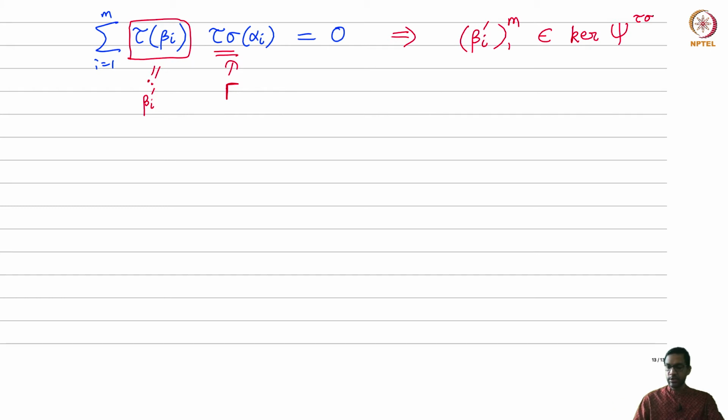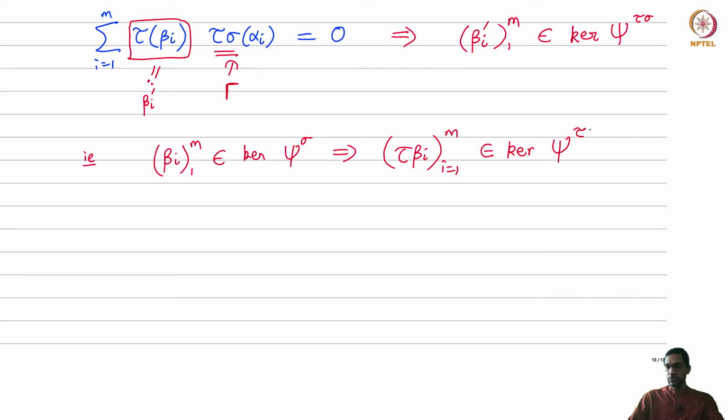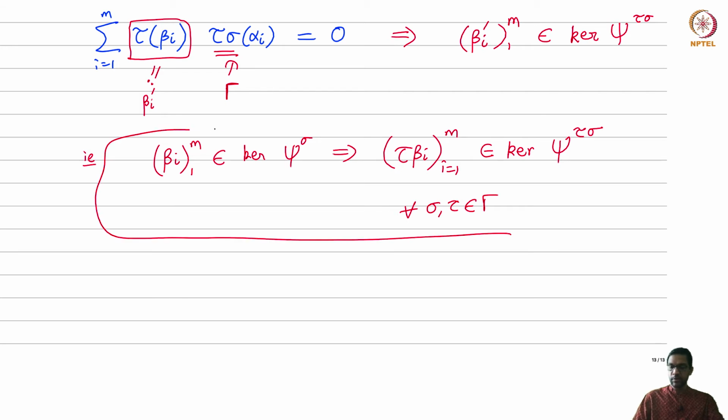Okay, that's exactly what this equation implies. So here's the conclusion. If beta I belongs to the kernel of psi sigma, then tau beta I, so let me just again call it beta I dashes as tau beta I's. So if I apply tau to each component, then that resulting M tuple is in the kernel of psi of tau sigma. Okay, and this is true for all sigma, tau coming from gamma. So this is the third and important property that we need.